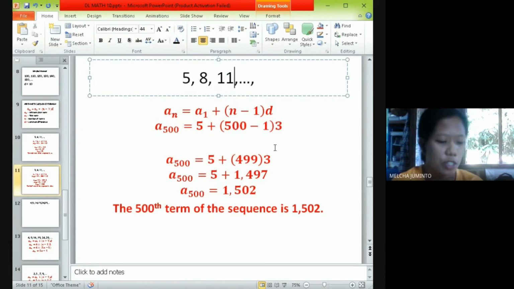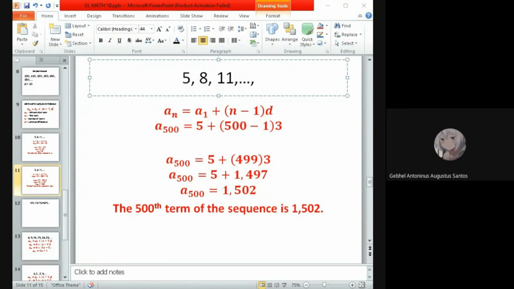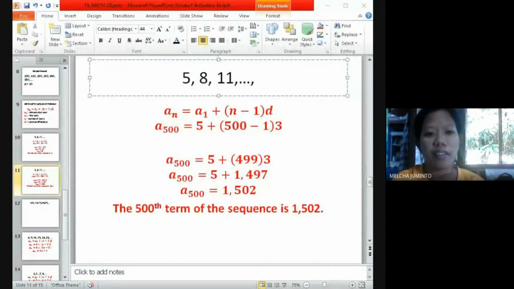Okay na? Any questions? Any questions po? Wala namang question? Yes, si Jabel. You're raising your hand. Ano pala po ang solution pag hindi po, kung wala pong common difference?